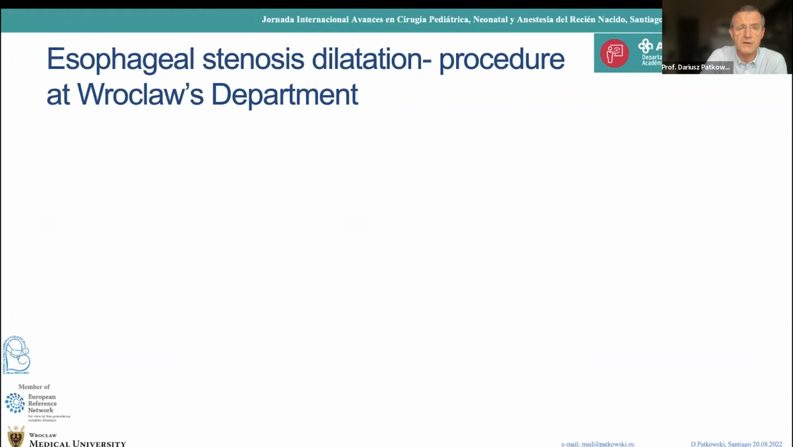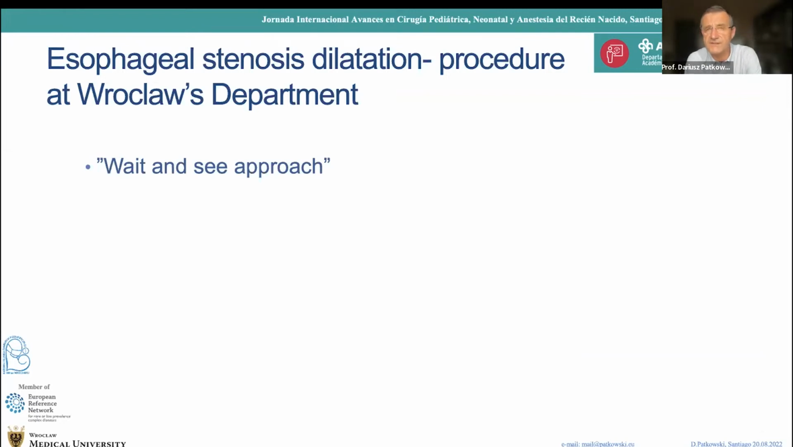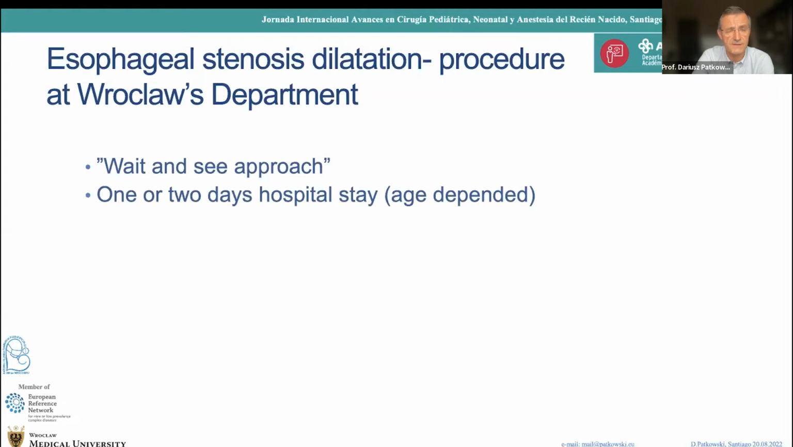So how is it managed in our department? It's a wait and see approach. There is no routine dilatation. If we have a fresh case after esophageal atresia repair, we do a contrast study on the 5th post-operative day. If the baby is doing fine, we send the baby home. The baby comes back for a control usually in the 3rd month after the procedure. If it's not symptomatic, we wait even until 6 months. But if there are any problems, we do a contrast study. And when we can see any stenosis, we then do the dilatation. Of course, if the patient is symptomatic, it's always an indication.